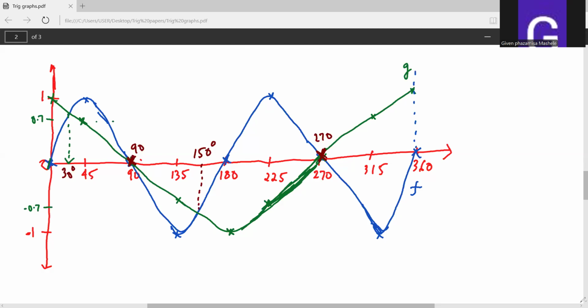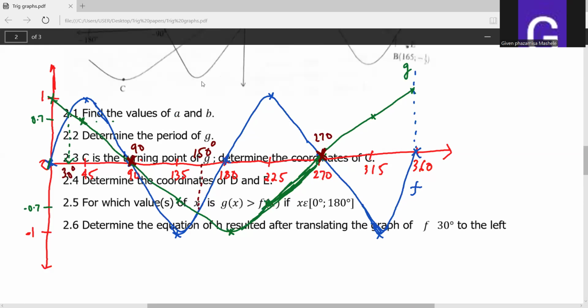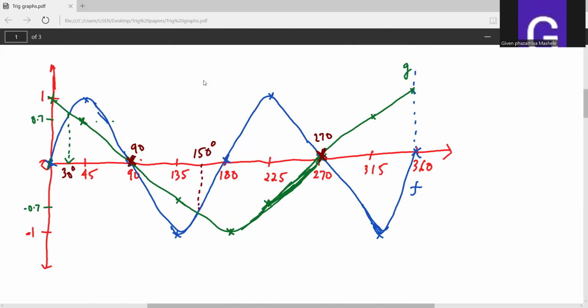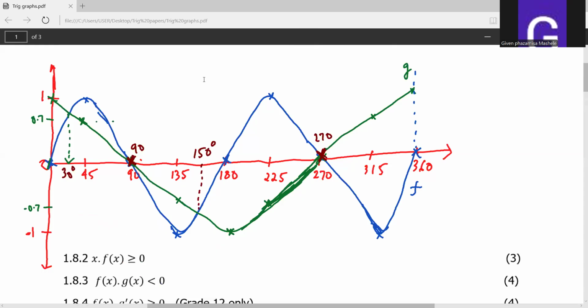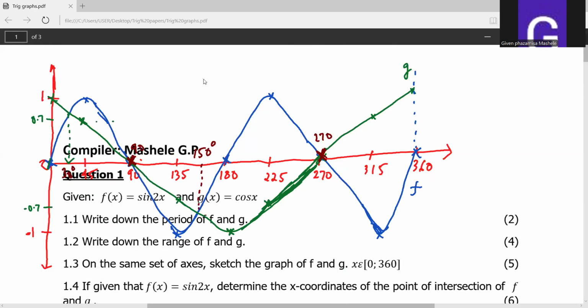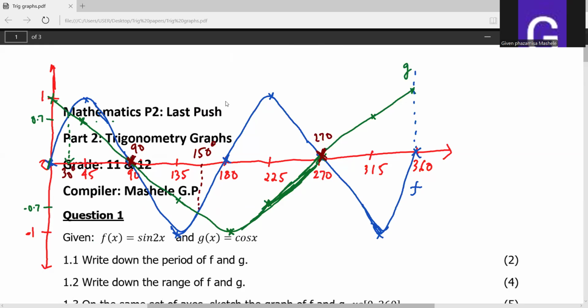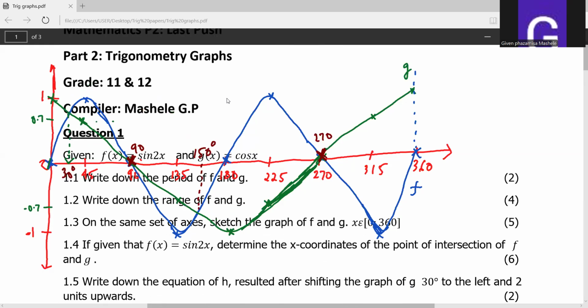I believe, guys, you are following. I do not want to discuss this graph now. I want us to go up so that we come back to these questions and use this graph in answering them. Let me take it up. By the way, we have answered 1.4. Before that, let's now answer 1.5, which says write down the equation of h.